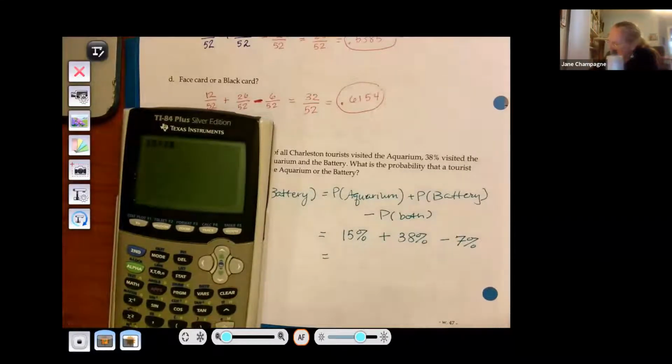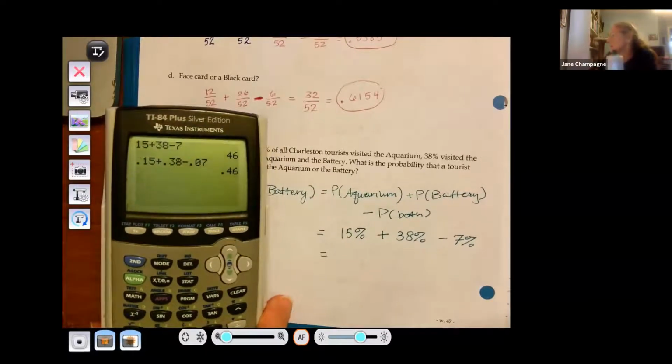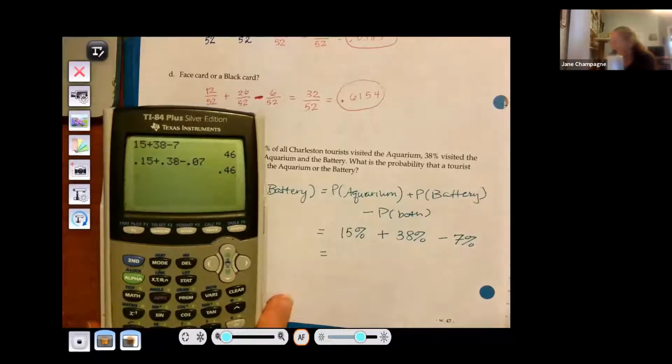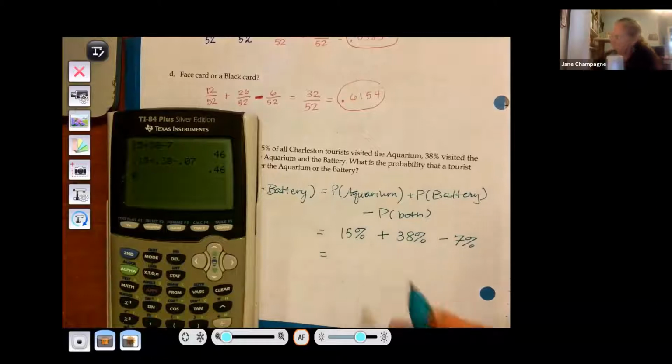15 plus 38 minus 7, and that just gives you the percentage. If you have 0.15 plus 0.38 minus 0.07, that just gives you the decimal. Be careful though if you're multiplying with percentages. So, I'm not going to do that. So 46% is our answer.